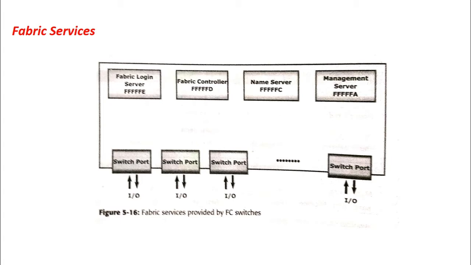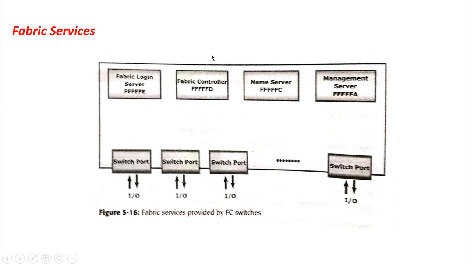The fabric login server is located at the predefined address FFFFFE and is used during the initial part of the node's fabric login process. The name server is located at a predefined address, FFFFFC, and is responsible for name registration and management of node ports. Each switch exchanges its name server information with the other switches in the fabric to maintain a synchronized and distributed name service. Each switch has a fabric controller.